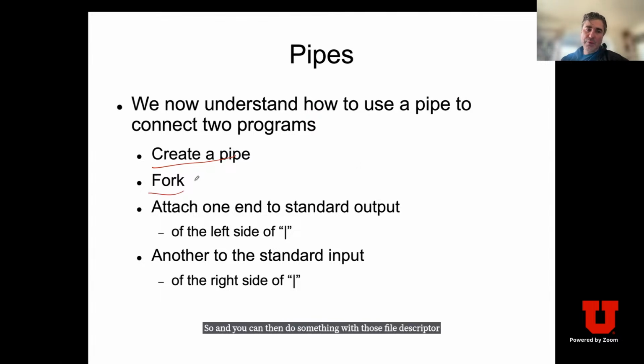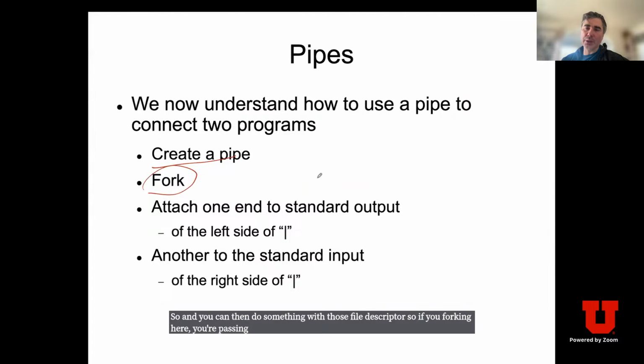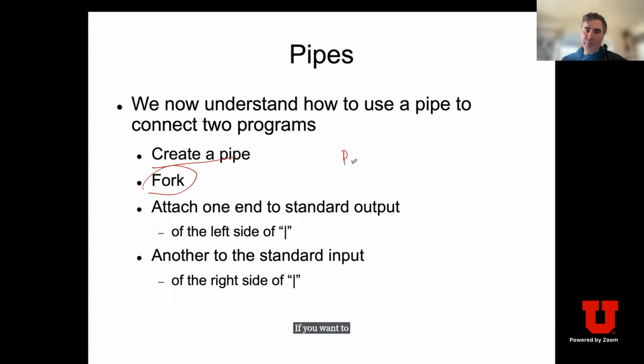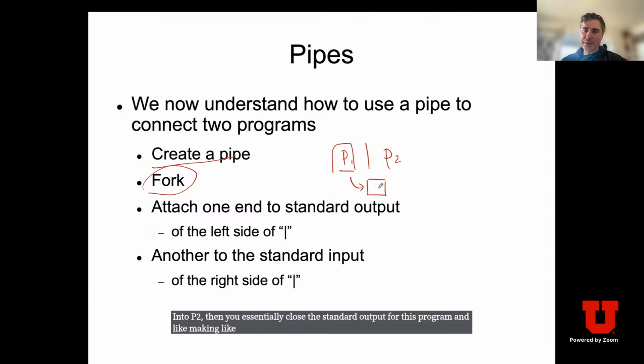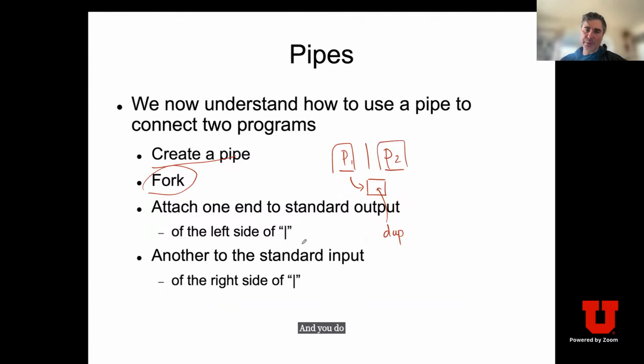So if you are forking here, you're passing those file descriptors to your children, and you can start manipulating them. For example, if you want to connect programs like P1 with a pipe into P2, then you essentially close the standard output for this program, and there's another system call which is called dup, duplicate, and you duplicate a pipe into this file descriptor, which is standard output. And you do for program two, you close the standard input and duplicate a pipe.